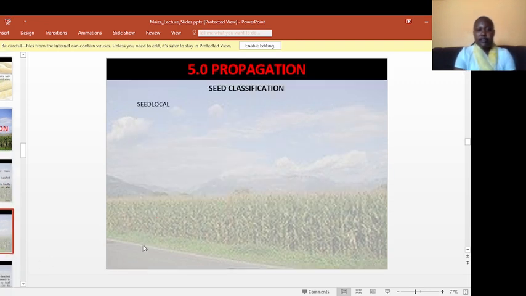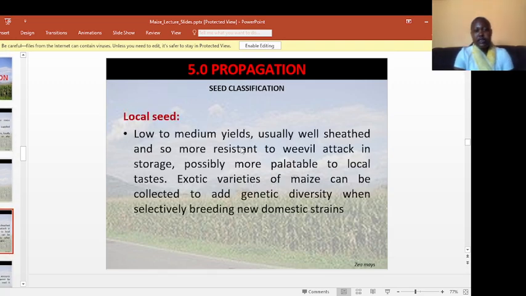We see here the seed classification. We have local seed. We see low to medium yields, usually well shielded and so more resistant to weevil attack in storage, possibly more palatable to local tastes. Exotic varieties of maize can be collected to add genetic diversity when selectively breeding new domestic strains.